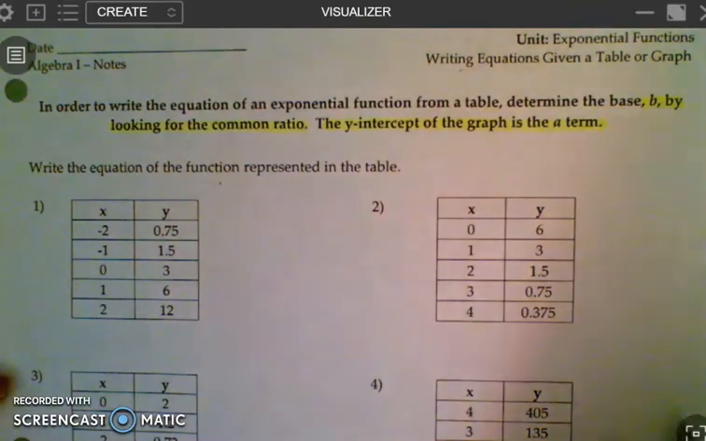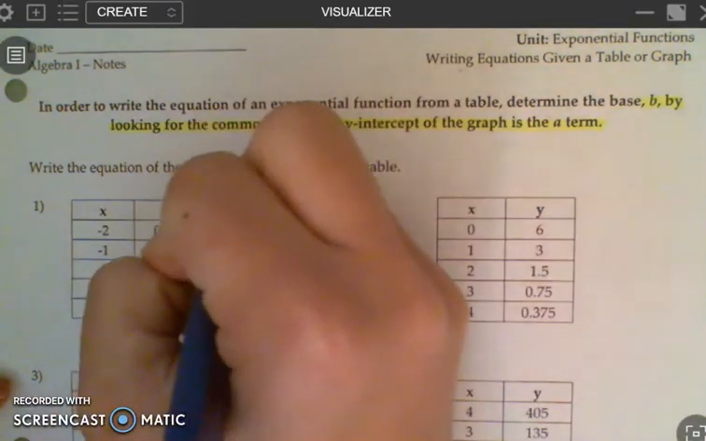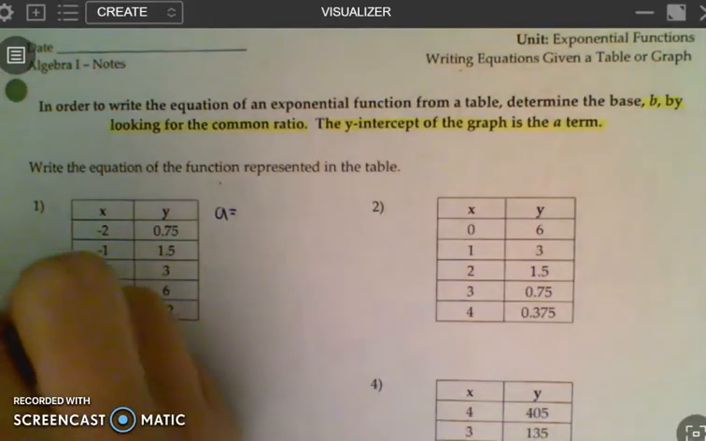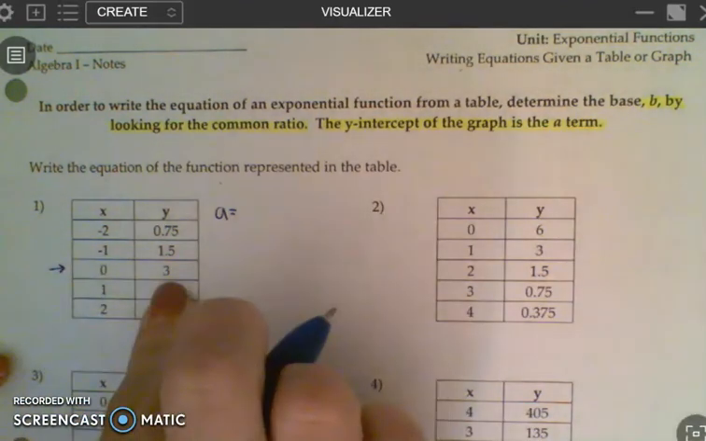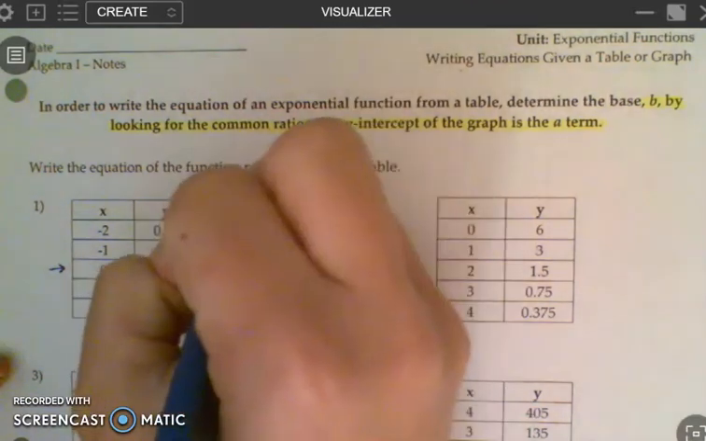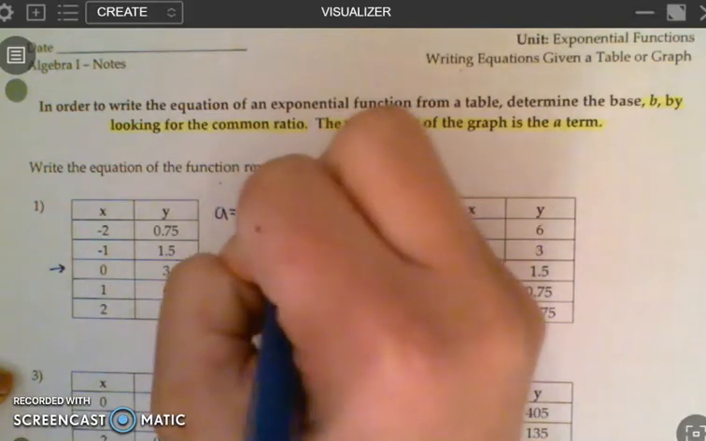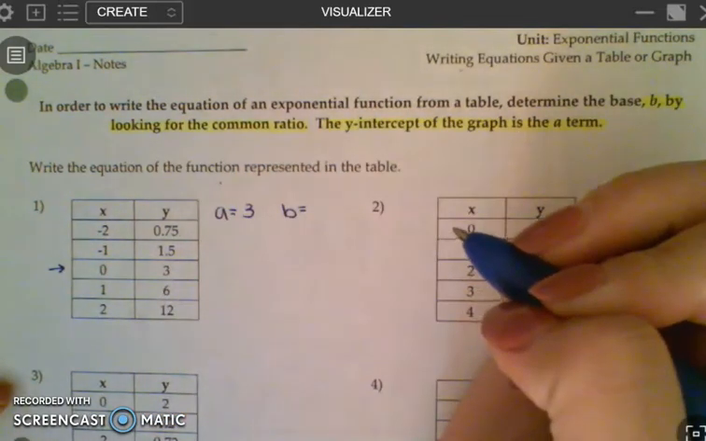So first, let's figure out the a. Remember, the a is the y-intercept. So your y-intercept is going to be right here, (0, 3). So 3 is your a. Next, we have to figure out your b. So the b is the common ratio.